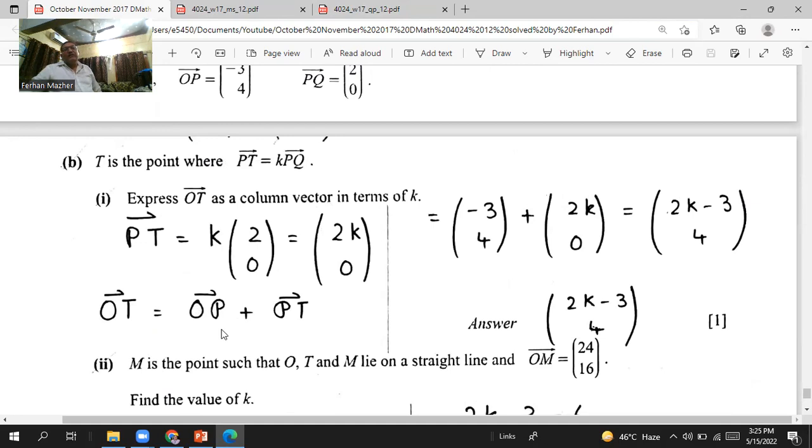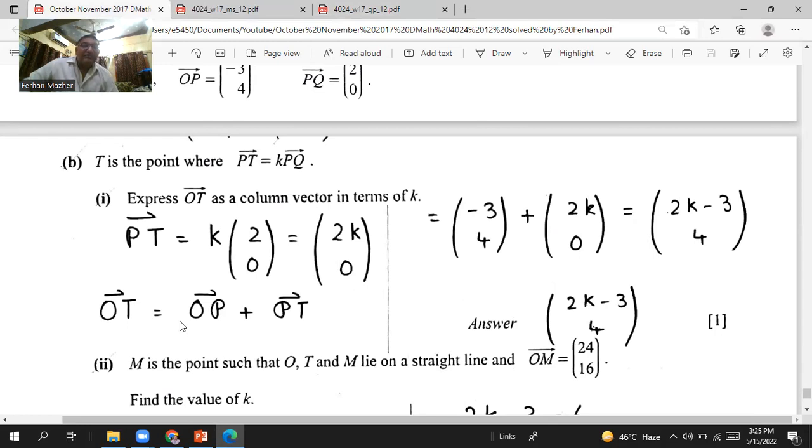So OT will be equal to OP plus the PT. So the OT will be (minus 3, 4) plus (2K, 0). It will be 2K minus 3 on top. So 2K minus 3 on top, and 4 on the bottom. This is (2K minus 3, 4).